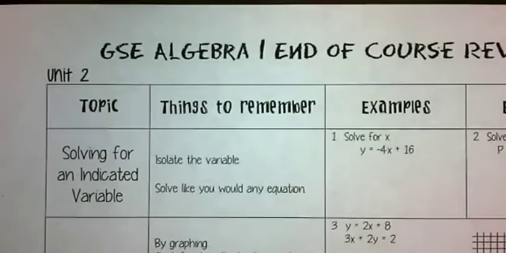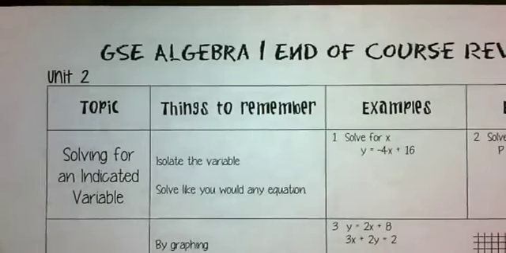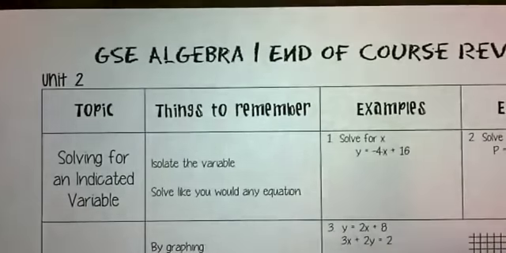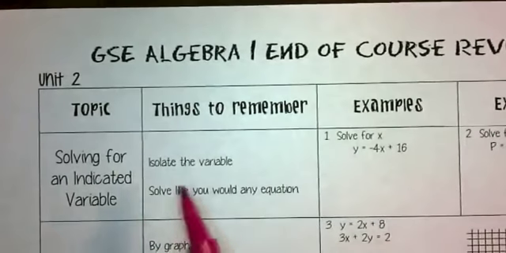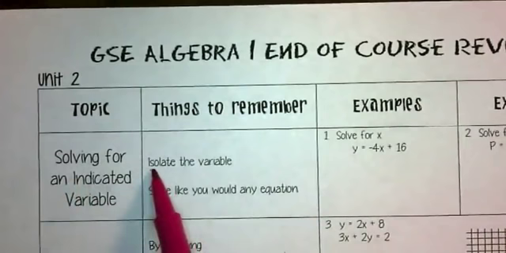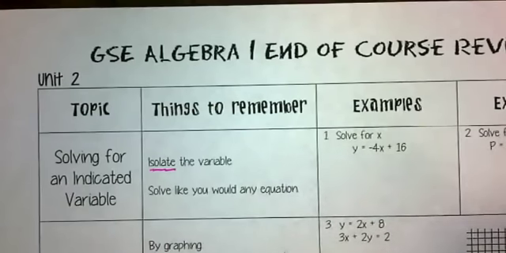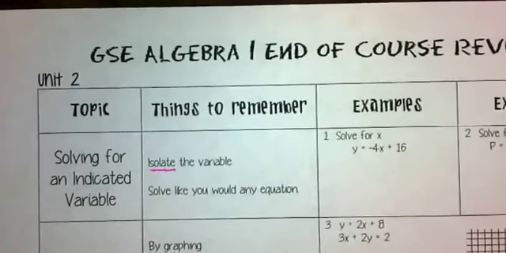All right, Unit 2. First thing we're going to do is solving for an indicated variable. This is really important, especially once you get into science. If you have a formula that you're using and you're trying to fill in certain values and then solve for the missing value, you need to be able to solve an equation regardless of which one you're missing. So basically, whenever we're solving, that means to isolate the variable. So whatever we're solving for needs to get by itself on one side. And otherwise, we would do what our normal steps would be for any equation.